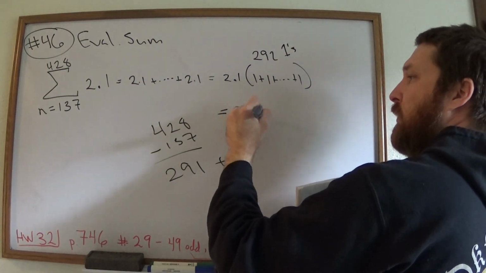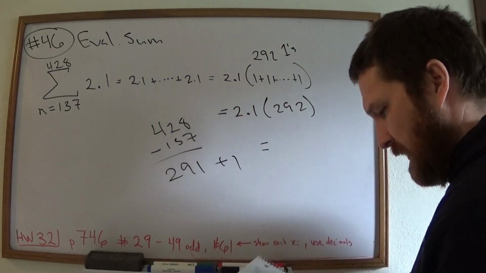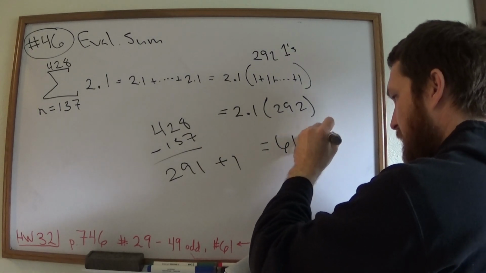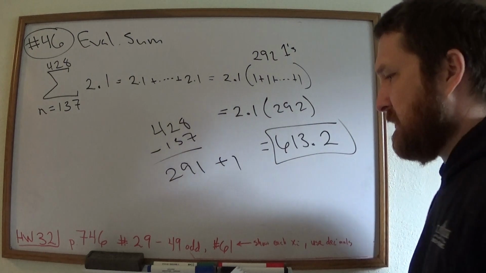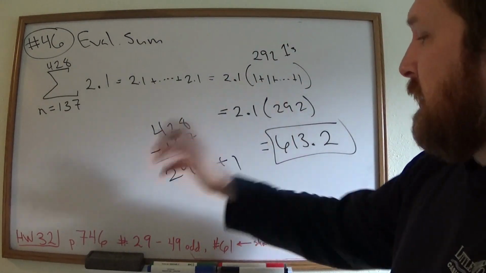So that's 2.1 times 292, which, if you work it out, I think I did this right, 613.2 is what I got. If you got something different, let me know. That would be interesting. So, there you go.